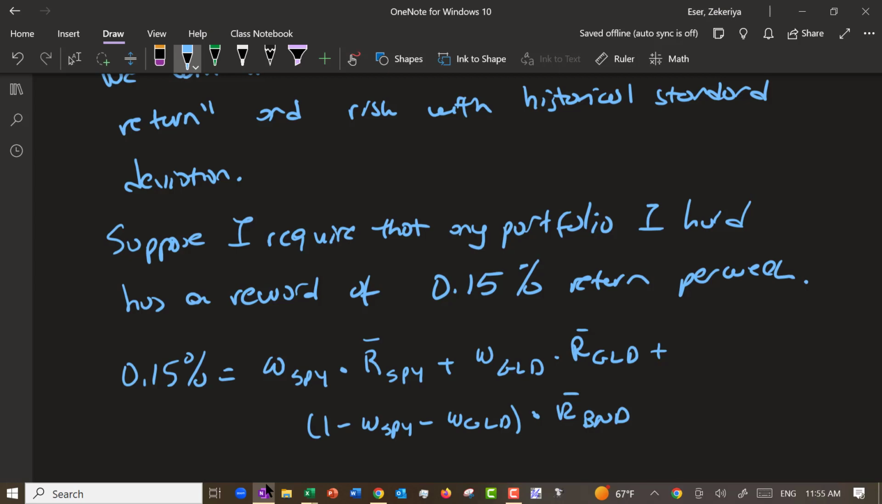And I have no restriction on the weights. They could be positive, negative, greater than 1. A negative weight means you're shorting that asset. A weight of above 1 means you're buying that asset on margin. So what do you think?